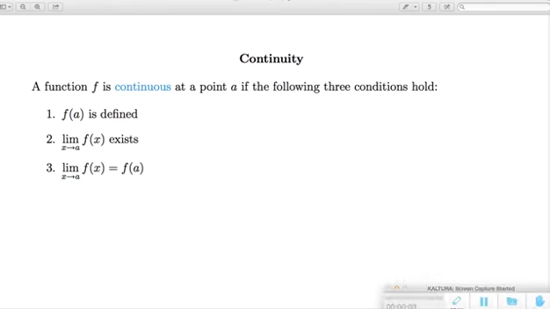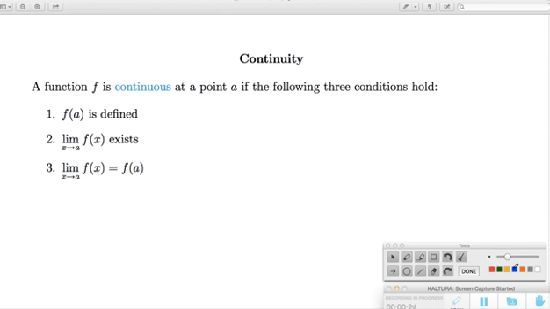Okay, we're talking about continuity today, whether or not a function is continuous. Well, a particular function is continuous if it satisfies three conditions, and the conditions you can see there on the screen. The first condition is that the function has to be defined at that particular point. In other words, there can't be any domain issues or anything like that.